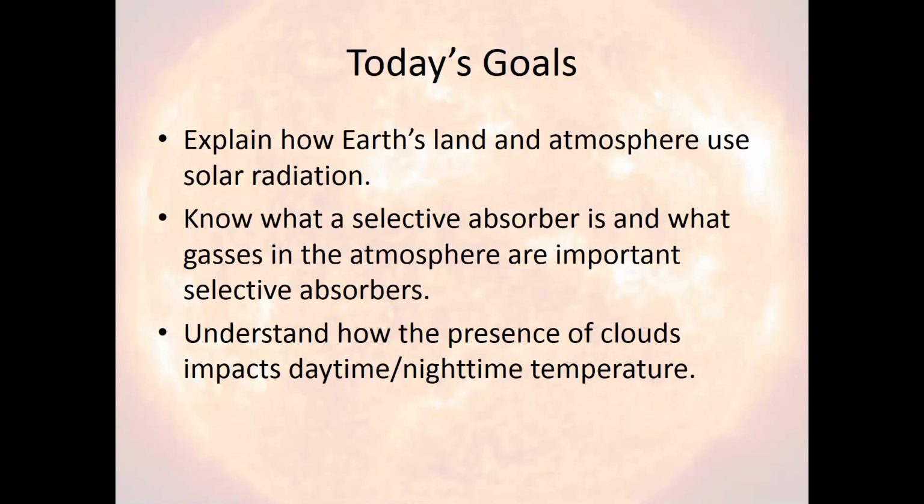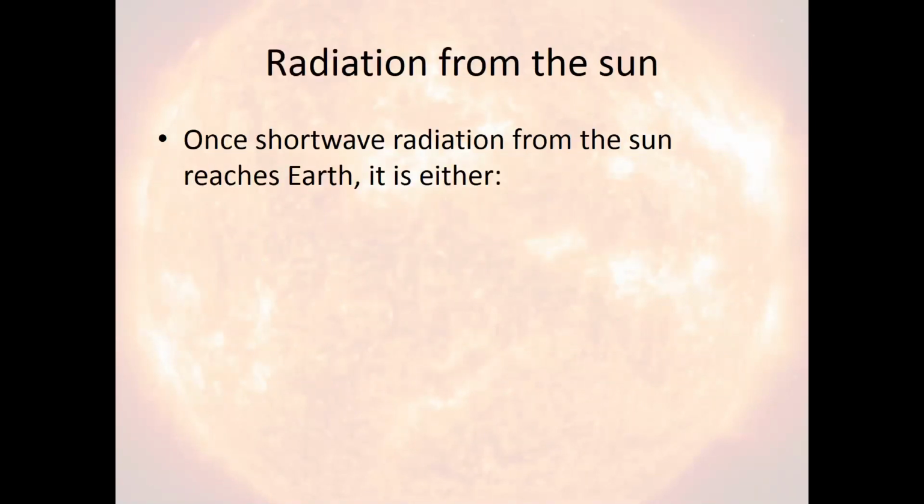So first we're going to start with our sun. Our sun is really hot. And in fact, it's so hot that it emits a lot of radiation. Per the Stefan-Boltzmann law from the last lecture, the warmer an object is, the more radiation it emits. And per Wien's law, the warmer the object, the shorter the wavelength. And this is true for the sun. So we call the radiation that the sun emits shortwave radiation.